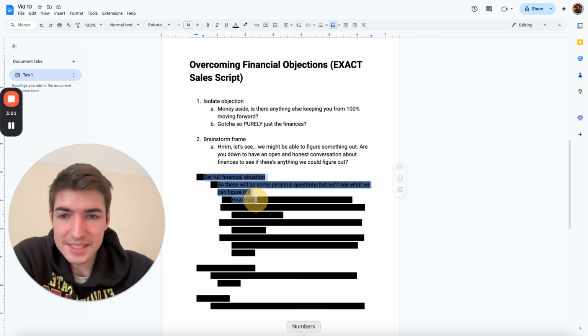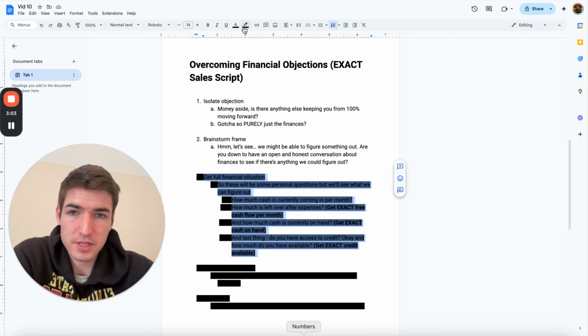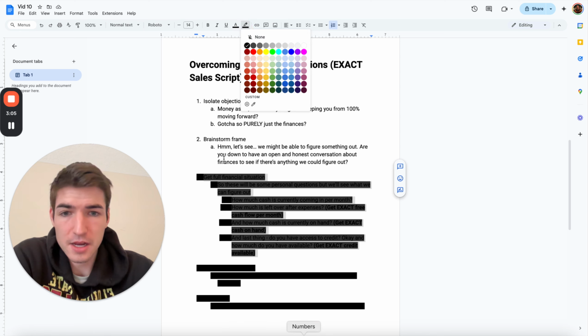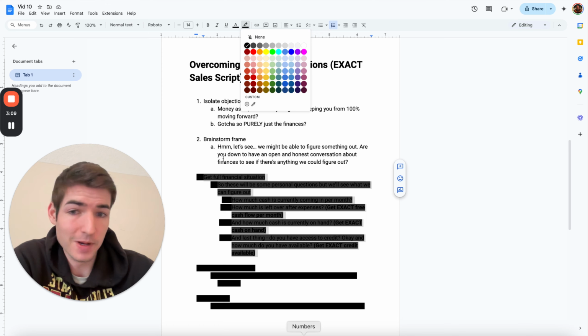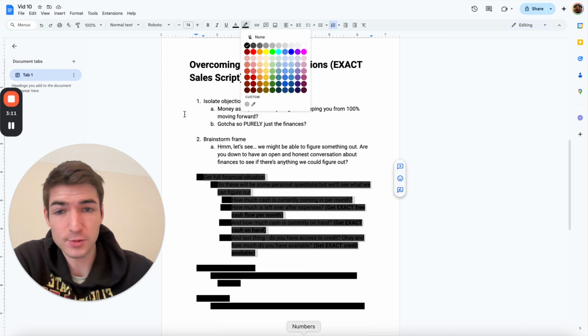Next step is they're going to say yes to this. Of course, I've never had anyone say no. If they say no, there's something else going on, some other uncertainty. But 99% of people at this point will say yes, because we already tied down and isolated that this is the only objection.